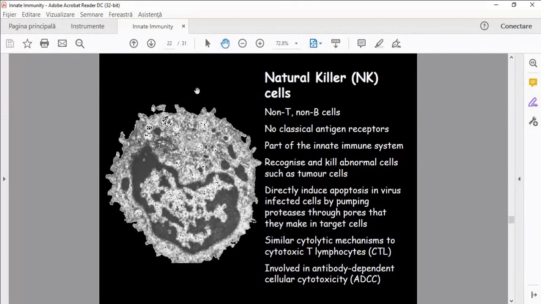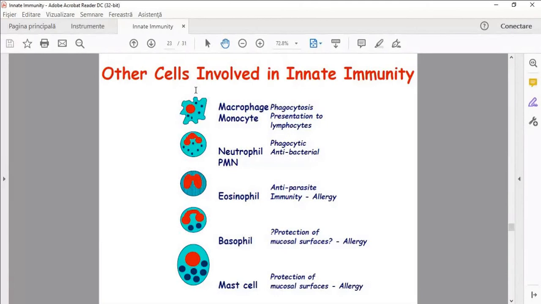They destroy target cells either directly through releasing some enzymes, granzymes and perforins, which lead to membrane lysis, but also they are able to destroy target cells indirectly by releasing some cytokines such as TNF alpha and interferons, which induce apoptosis in the target cell.